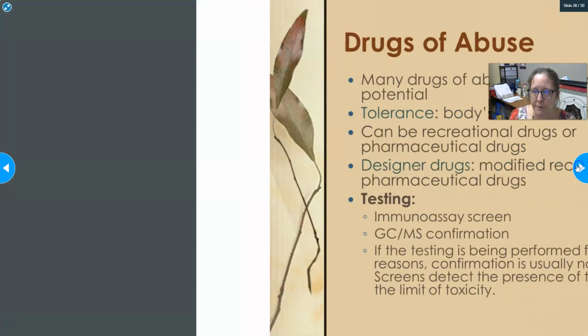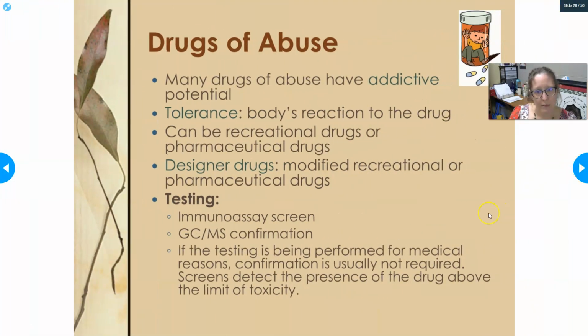Again, a little activity. All right, now we're going to talk about drugs of abuse. Many drugs of abuse have addictive potential, which is why people abuse them. Tolerance is the body's reaction to the drug, where the person needs the drug to function even normally. And that, of course, causes dependence on the drug. Drugs of abuse can be recreational drugs or pharmaceutical drugs.